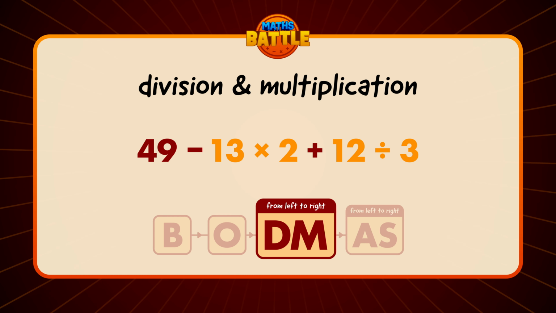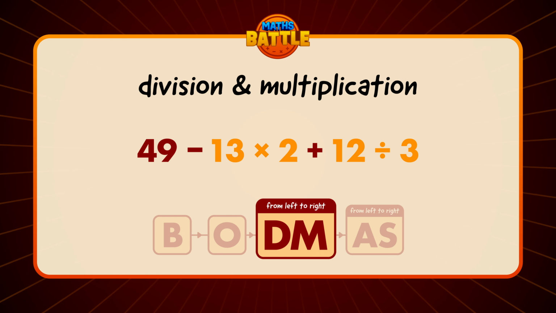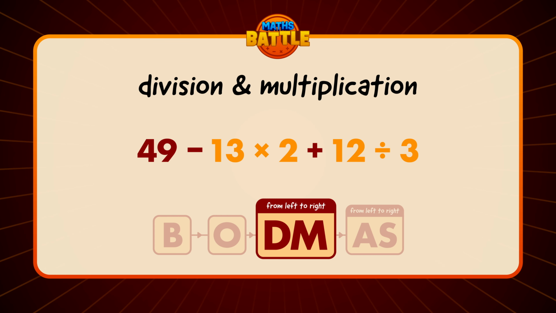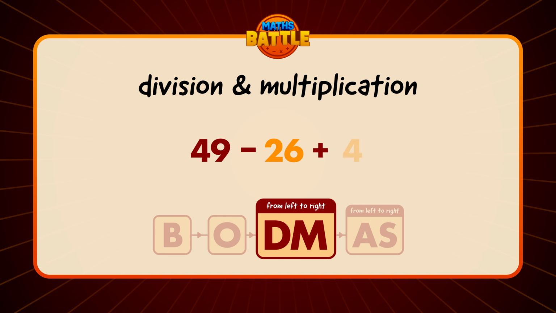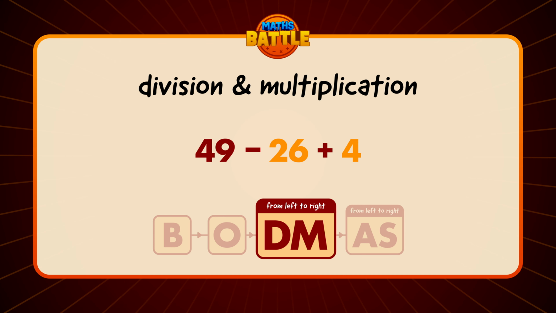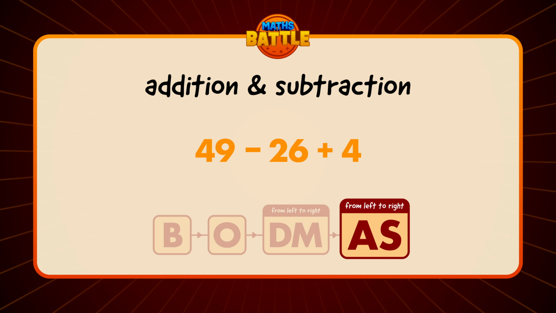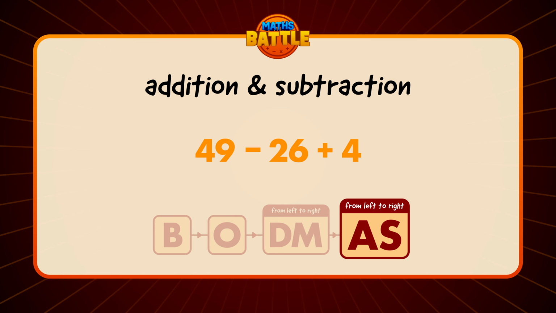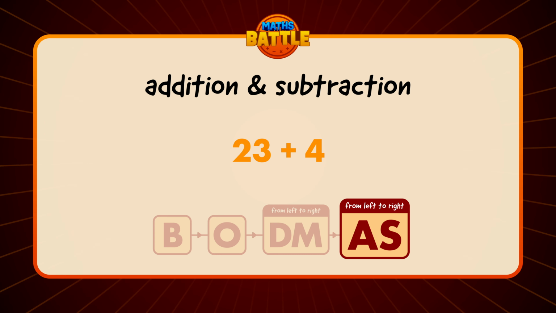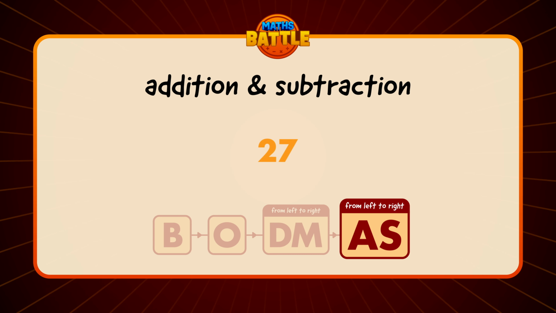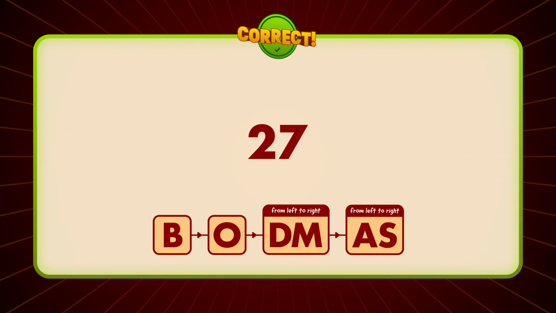Next up is DM, division and multiplication from left to right. 13 multiplied by 2 is 26, and 12 divided by 3 is 4. Finally, it's AS, addition and subtraction from left to right. I'll do 49 minus 26 to get 23, and then 23 plus 4 to get 27.